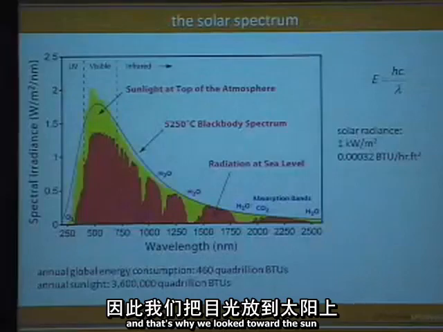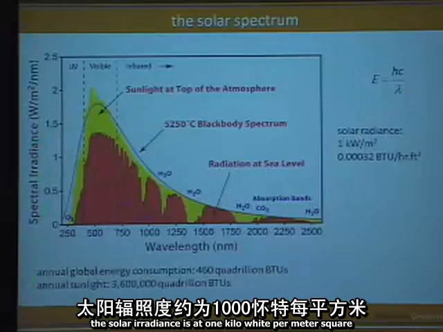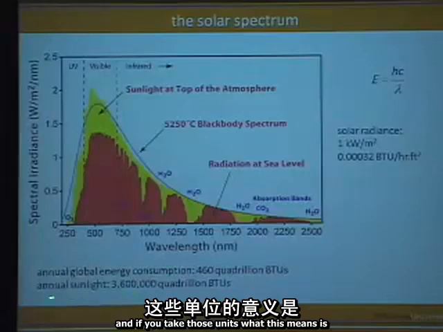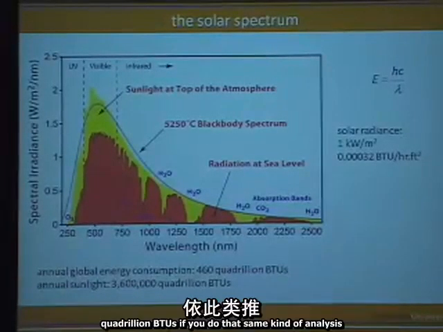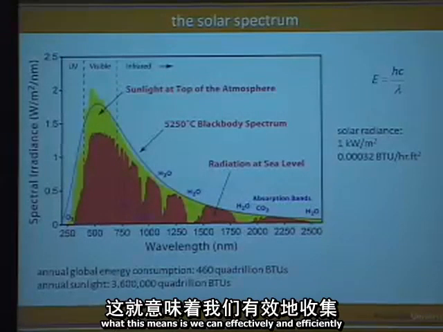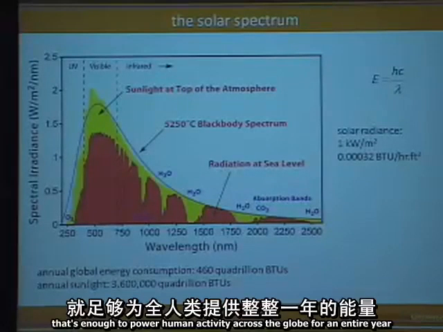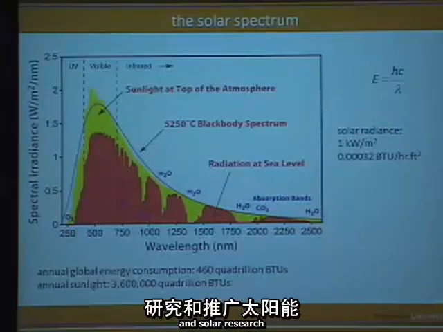And that's why we look towards the sun. So I'm showing you here the spectral irradiance of the sun. Okay, the solar radiance is at 1 kilowatt per meter squared. And if you take those units, what this means is the annual sunlight gives energy at about 3.6 million quadrillion BTUs. If you do that same kind of analysis, what this means is if we can effectively and efficiently harness solar energy for an hour, that's enough to power human activity across the globe for an entire year. Hence, this motivation and this drive for solar energy and solar research.